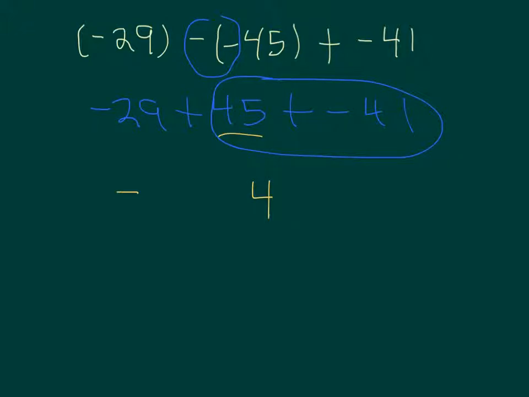So now I bring down my negative 29 plus my positive 4. I got my positive 4 from subtracting 41 from 45. Alright, my signs are different, so I need to subtract again. And when I subtract, I get negative 25.